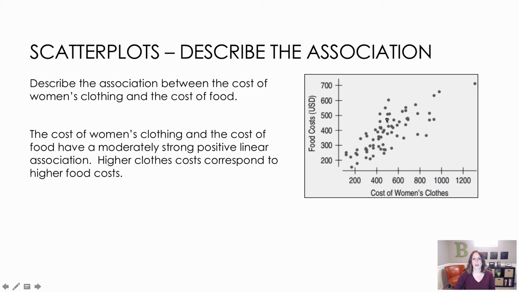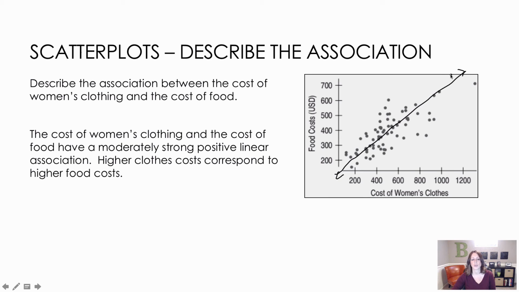So looking at this one, and I already have the answer uncovered here, but let's talk about the association on this. So remember, we're looking for direction, strength, and form. So to me, the direction is positive, because if I were going to draw a line, it would go in the positive direction. I would say it's moderately strong, because it's not tightly clustered, but it's still pretty clear there's a linear pattern. So I have a moderately strong positive linear association.